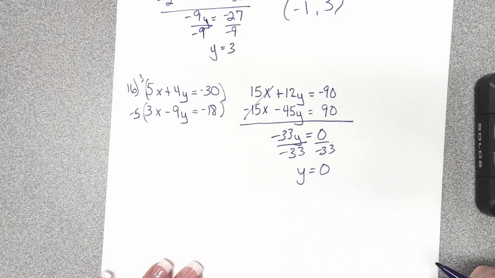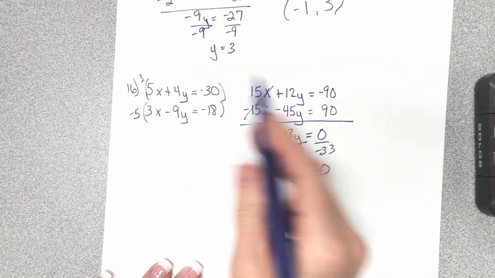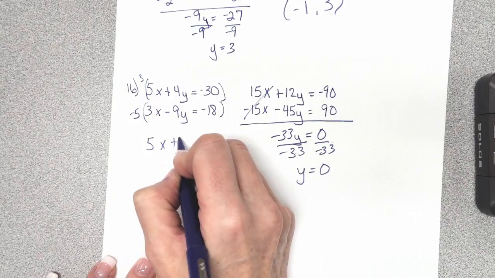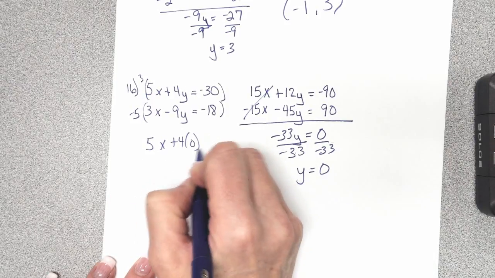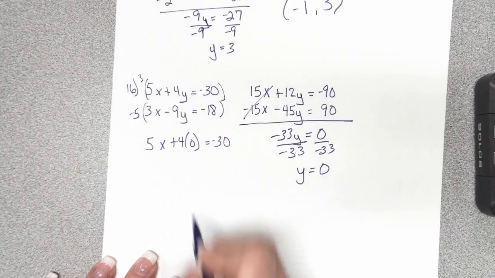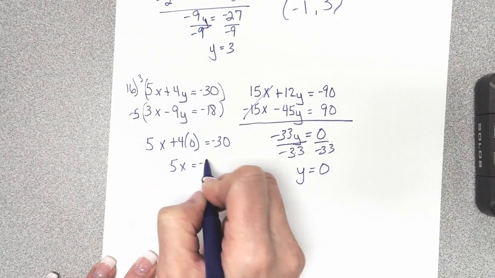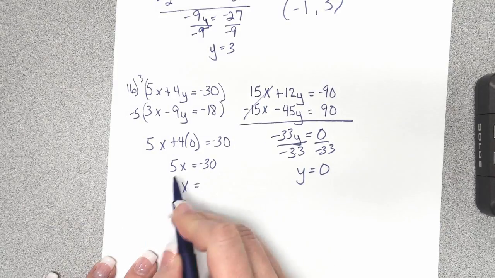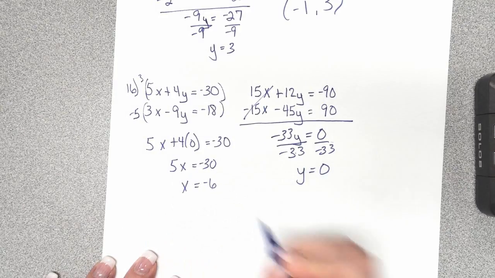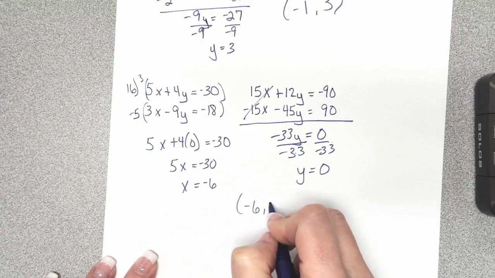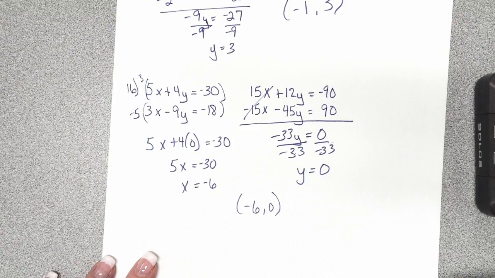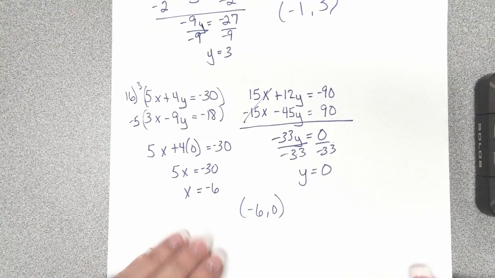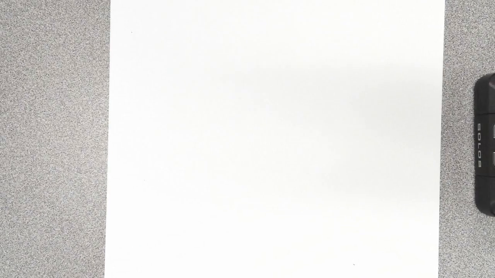So y is 0. So go back and plug it in. Pick any of the equations. I'm just going to do the first. So 5x plus 4 times 0, because that's what I found. So I really have 5x equals negative 30. This zeroed out. Divide by 5. So x is negative 6. So negative 6 and 0. Okay, you just have to make sure one of the variables cancels out. Okay. Now let's look at those word problems.